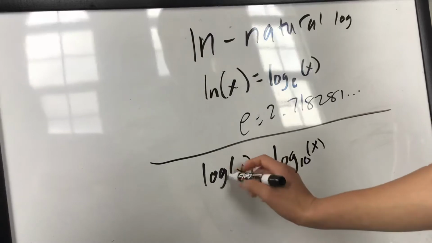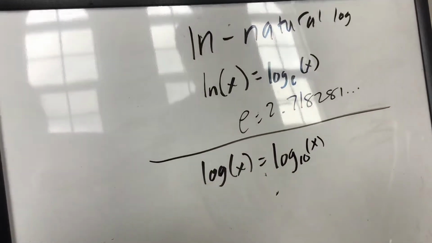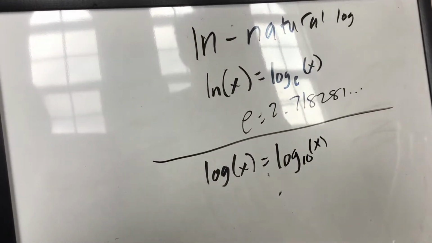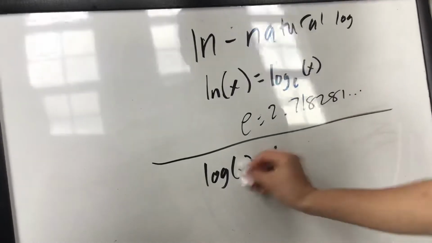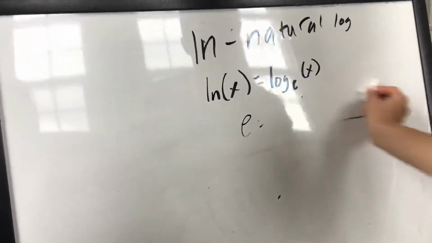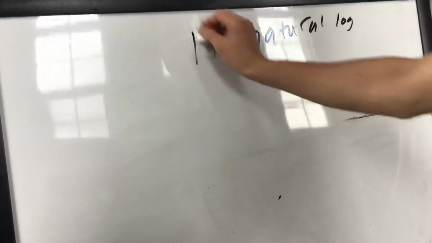So if there's no base written, just assume that it's base 10. So those are the two ways that might confuse you that's written in common mathematics. So now let's go on to some ways you can use logs and some properties of them.